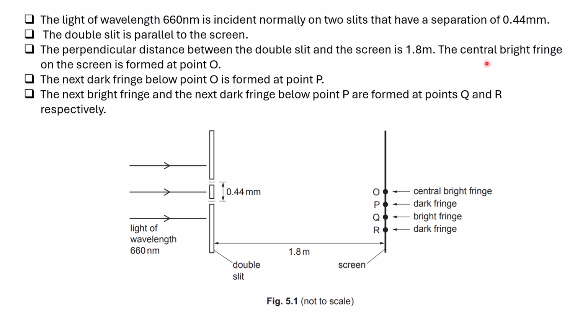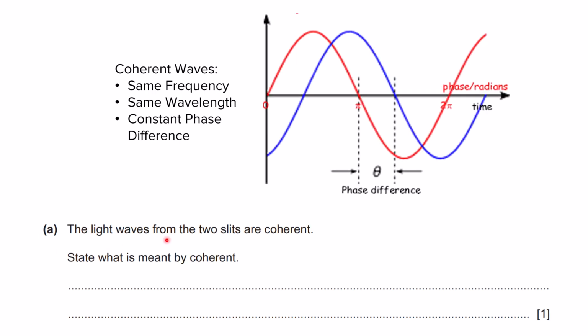The central bright fringe on the screen is formed at point O. The next dark fringe below point O is formed at point P. The next bright fringe and the next dark fringe below point P are formed at points Q and R respectively. The light waves from the two slits are coherent. State what is meant by coherent.